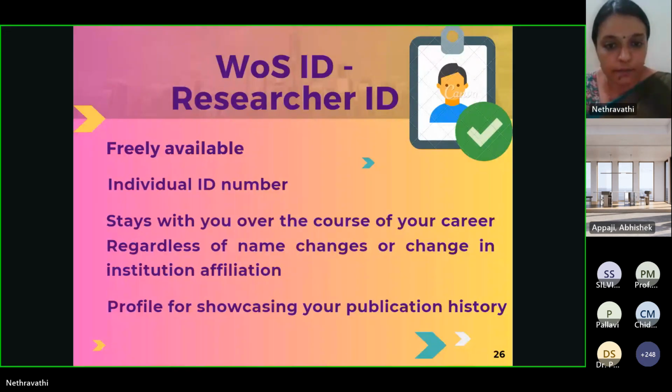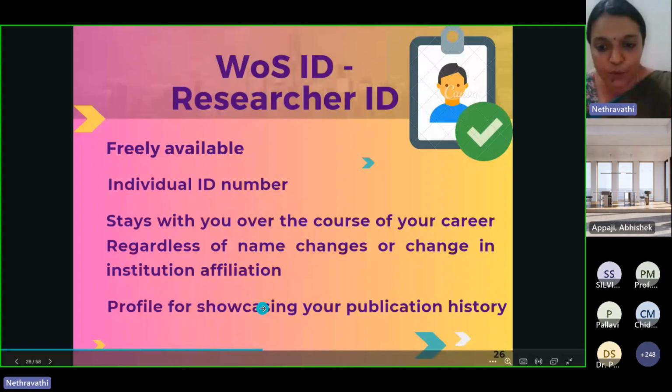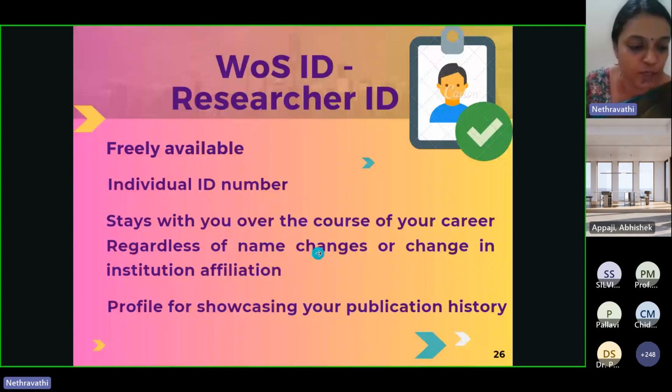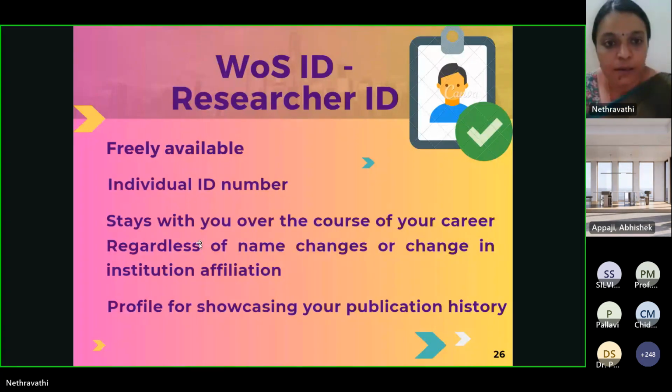I wanted to pause here and ask those of you who have published a paper in Scopus to find out your Scopus ID. You can do it later on, since time is running. I'll just go ahead. The next type of ID we are going to see is the WOS ID.